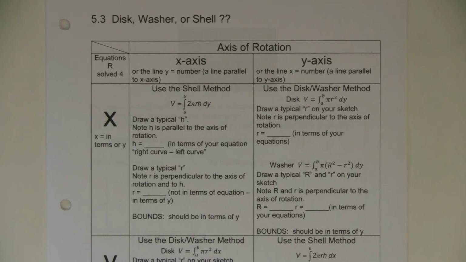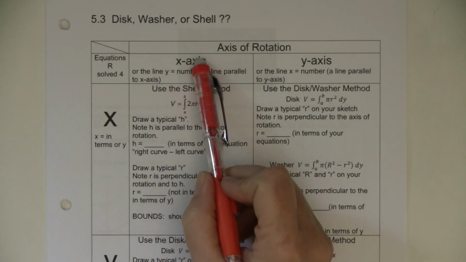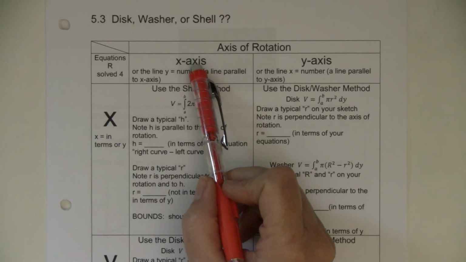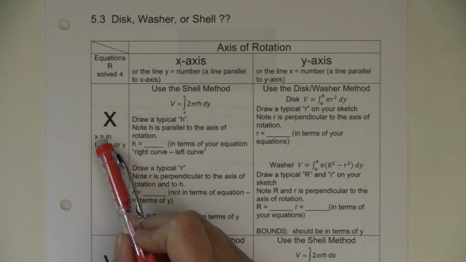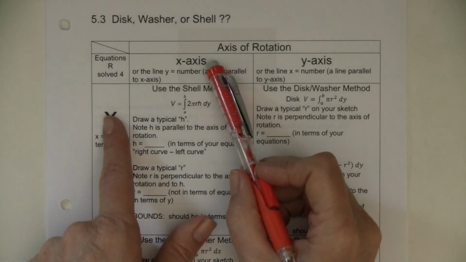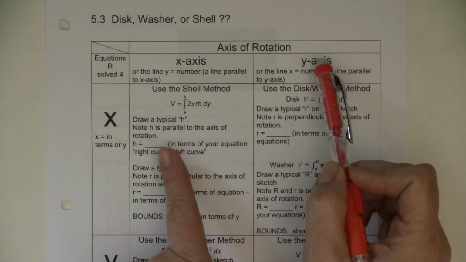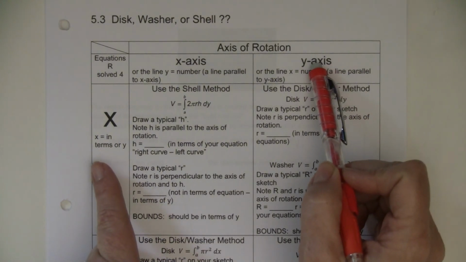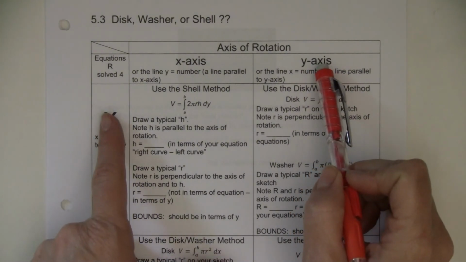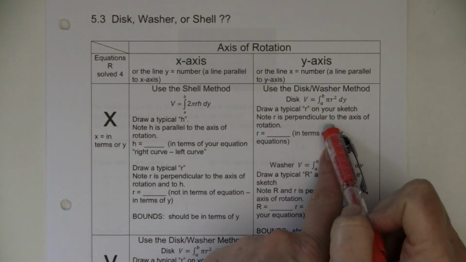what axis you're rotating around and what your equations are solved in terms of. For example, if your axis of rotation is the x-axis or something parallel to the x-axis, and your equations are solved for x, then these two come together and you should use the shell method. On the other hand, if your axis of rotation is the y-axis or something parallel to the y-axis and your equations are solved for x, then you should use the disc or the washer method.